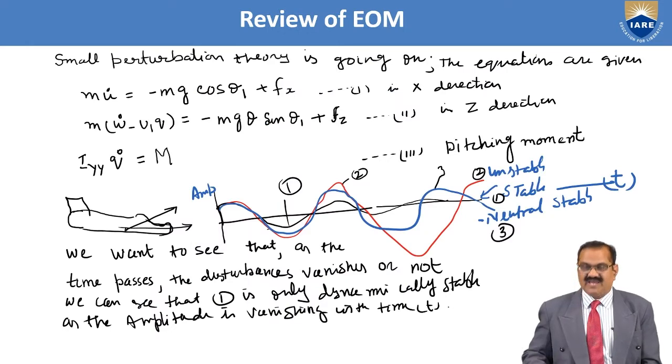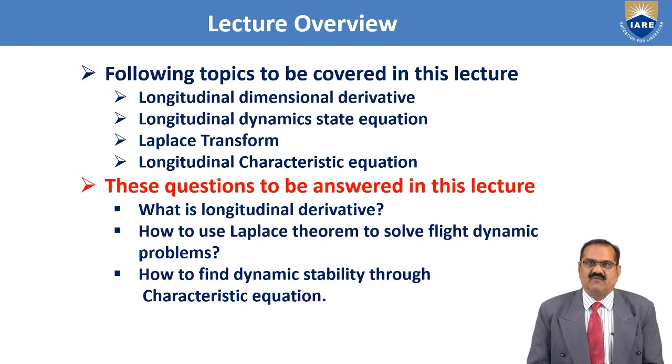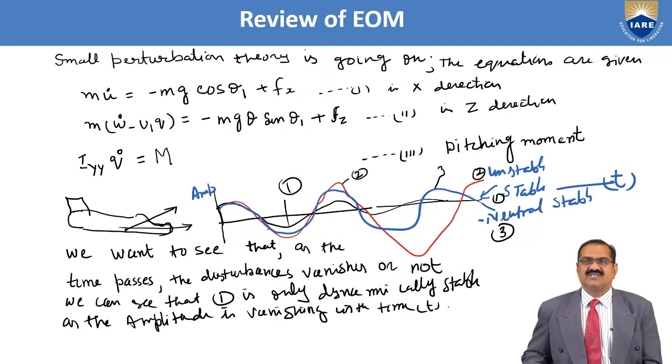Before I go, I have already discussed a few things like the different derivatives which I am going to discuss here. So here a small perturbation theory is going on, and from the last few classes we have discussed these theories. The equations given here are m u dot is equal to minus m g cos theta 1 plus Fx. This is the force equation in the x direction.